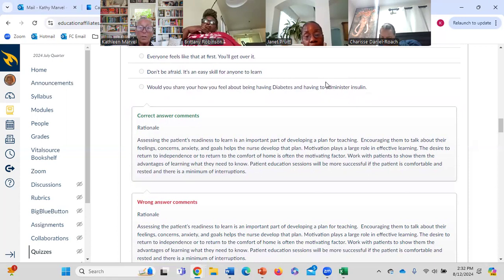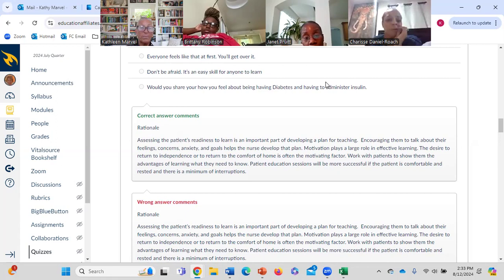Motivation plays a large role in effective learning. The desire to return to independence or return to the comfort of their home is often a motivating factor. If you have a client that is motivated, okay? Work with patients to show them advantages of learning what they need to know. Patient education sessions will be more successful if the patient is comfortable and rested and there is a minimum of interruptions.